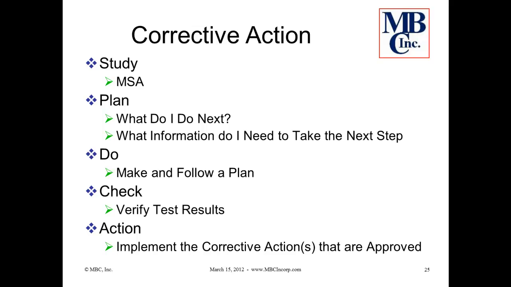Corrective action to measurement errors. Study the measurement system analysis data. Plan what you're going to do next. What information do I need to take for the next step? Make and follow a plan to correct the excessive measurement error of this gauge. Verify all test results by repeating the tests, and then implement the corrective actions that are approved and enforce the implementation.